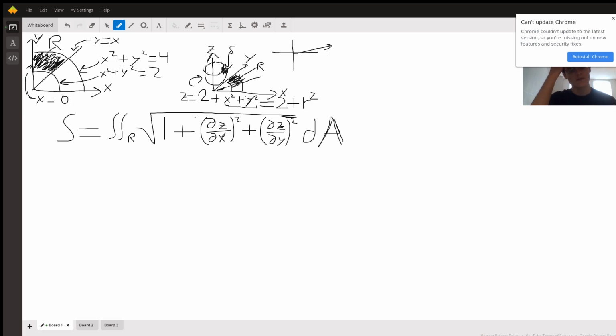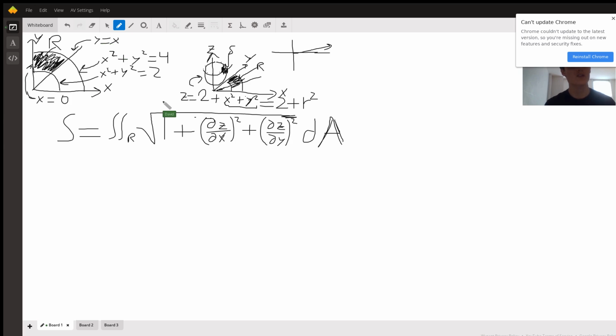The other 2 bounding curves of the region R are the circles x squared plus y squared equals 2 and x squared plus y squared equals 4. Remember, because of the Pythagorean theorem, x squared plus y squared equals 2 is actually the circle of radius square root of 2. x squared plus y squared equals r squared. Similarly, x squared plus y squared equals 4 is actually the circle of radius 2, which is the square root of 4. So these are our regions R and S.